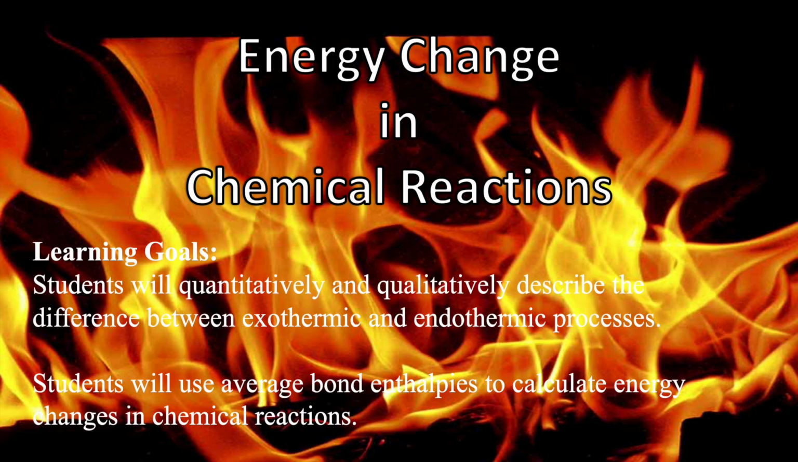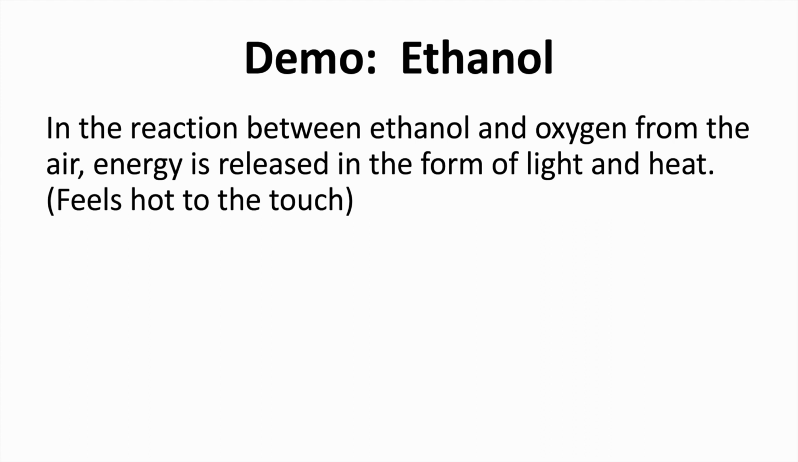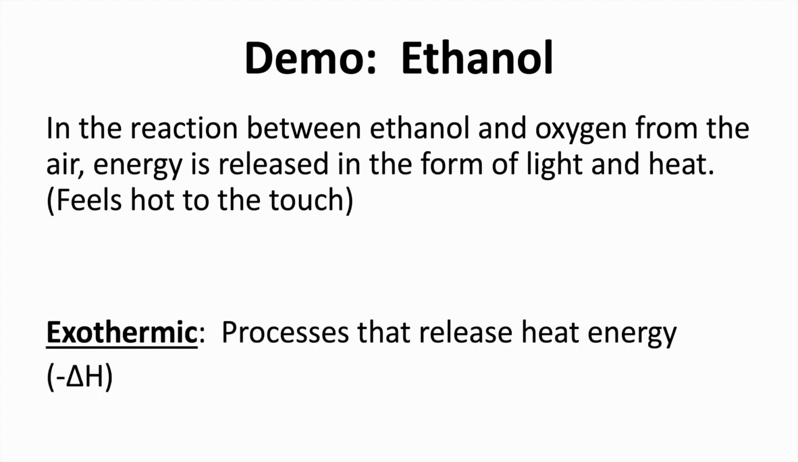I'm Ms. Slate and today we're going to talk about energy change in chemical reactions. So first off, if you take ethanol and ignite it, it will react with oxygen from the air and energy gets released in the form of heat and light. And obviously if you were to try and touch the flames, they would feel hot. This is the definition of an exothermic reaction, a process that releases heat energy. And typically, exothermic is symbolized by a negative change in heat energy, negative delta H. Again, because we use the negative to designate energy being released from a system.